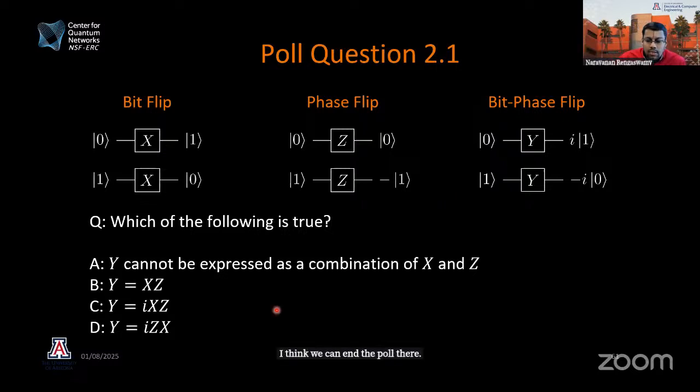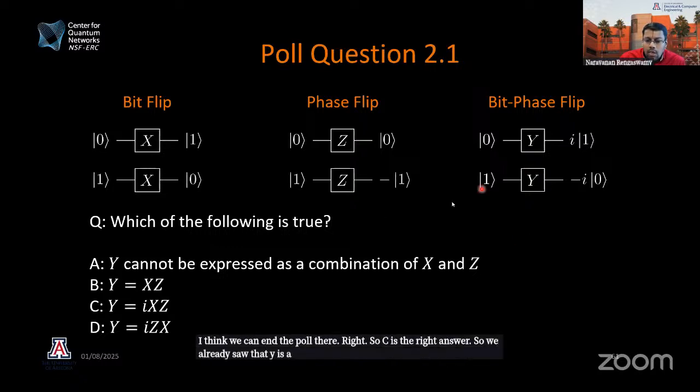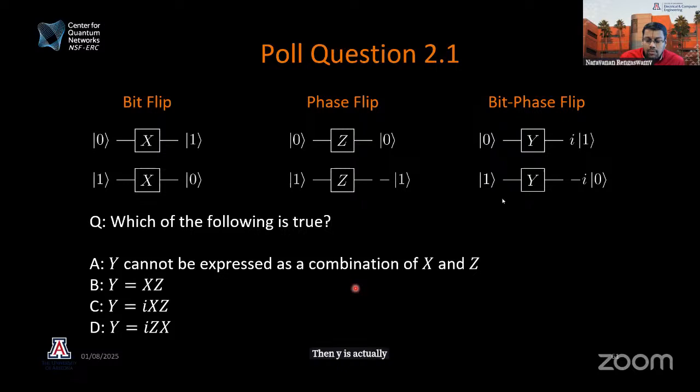Right, so C is the right answer. We already saw that Y is a combination of X and Z. If you have to make it precise, then Y is actually i times X times Z, and you can check that for yourselves. All right, so let's move on.